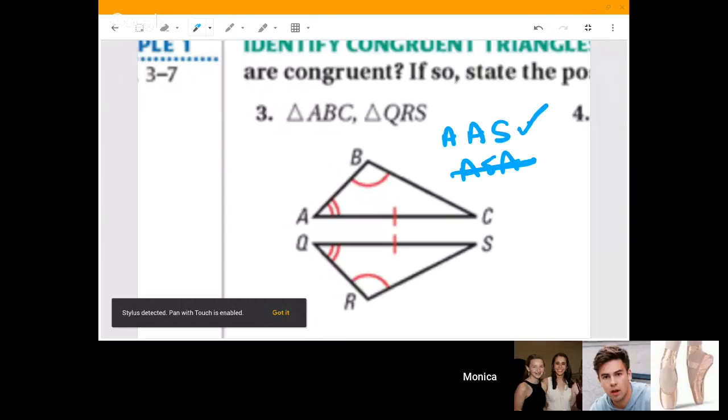Okay, so Megan, you have 13, 18, 19, and 20 on the book. You're welcome, Campbell.